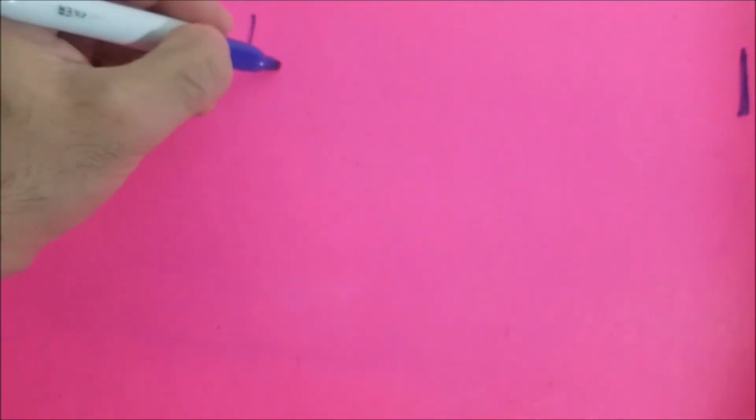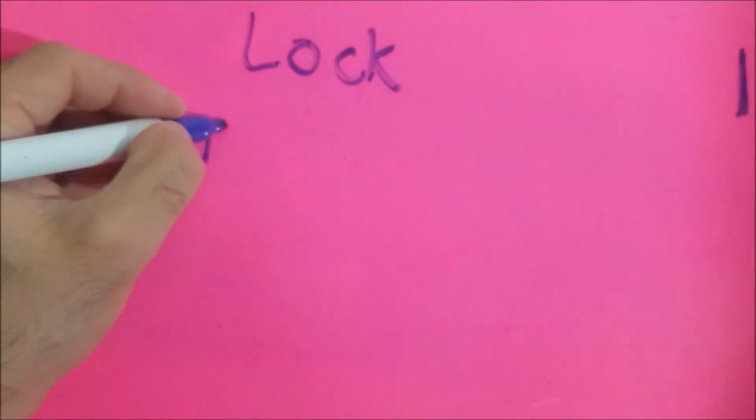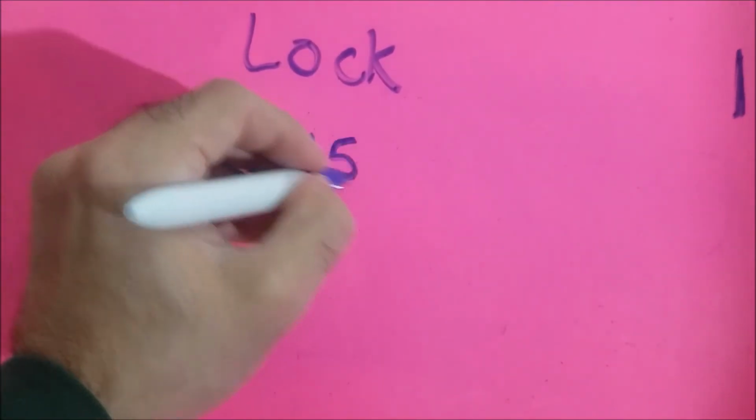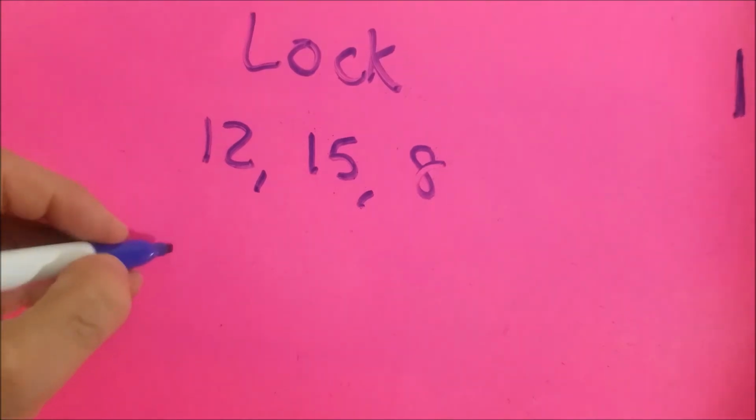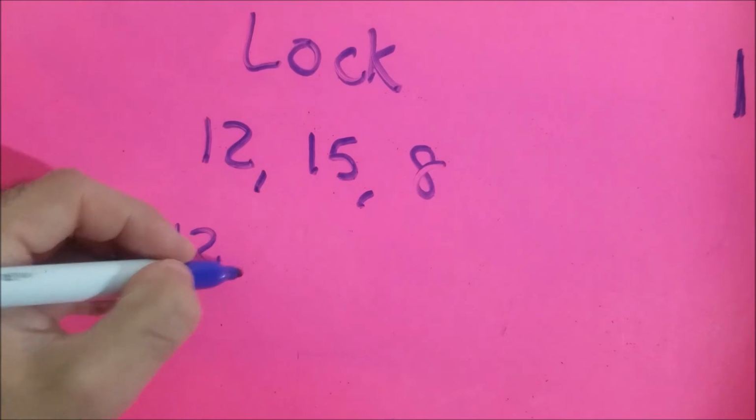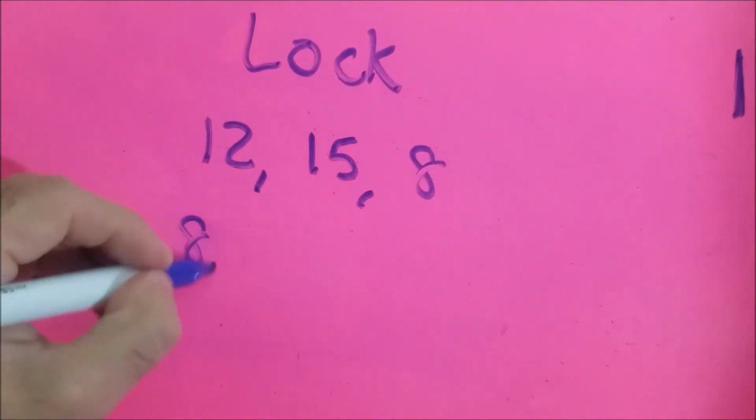Now, one combination that's actually a permutation is your lock. You're going to get a lock in high school, and they always say, what's your combination? Don't forget your combination when you go to high school. So let's say you had these numbers: 12, 15, and let's say 8. That was your combination. Well, actually, it's a permutation because order matters. So 12, 15, 8 is not the same as saying 8, 15, 12.